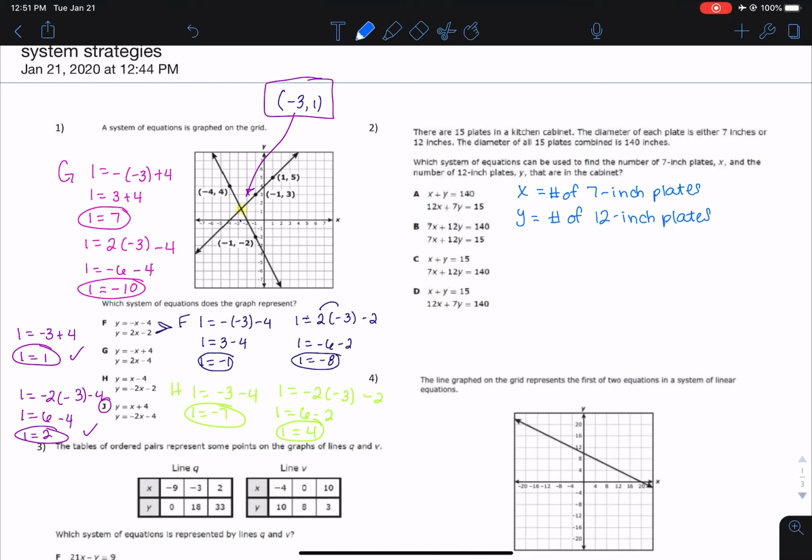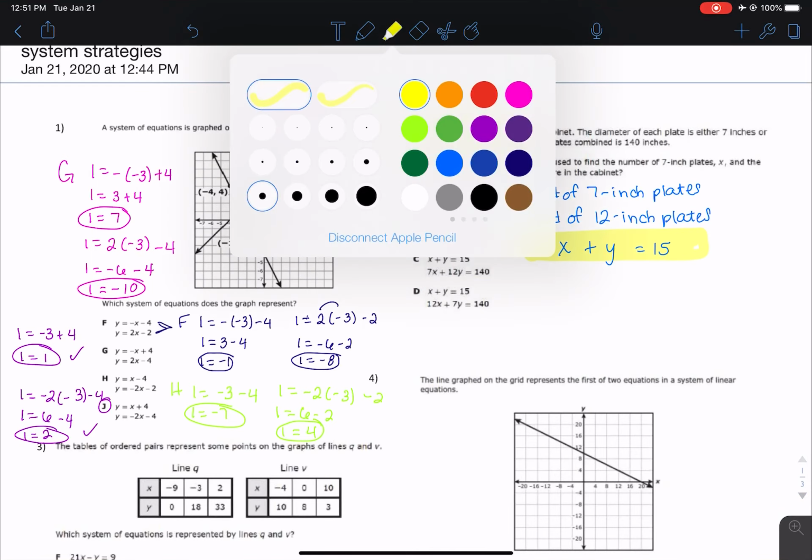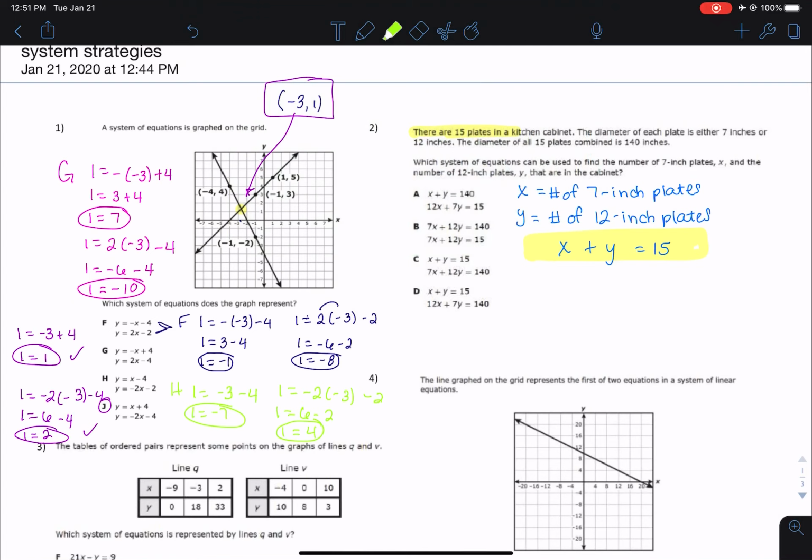Now we're going to highlight our different scenarios. If I know there are 15 plates, that's going to give me one equation. And that one equation is that x plus y is 15 total. With your other highlighter, we know that each plate is 7 inches or 12 inches, and they're 140. So this isn't going to go in, but total 140 will.